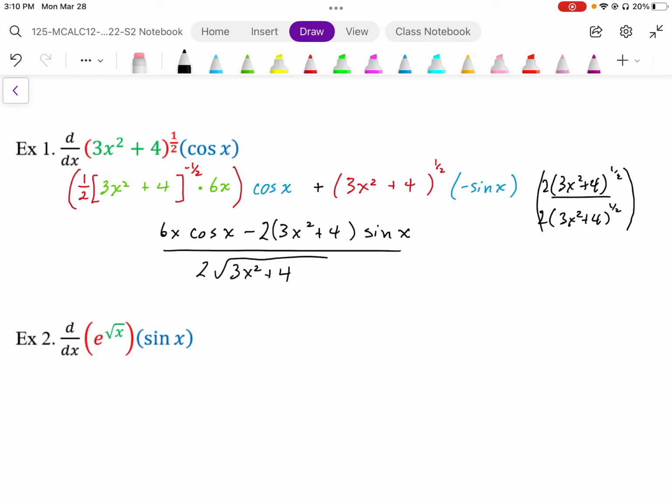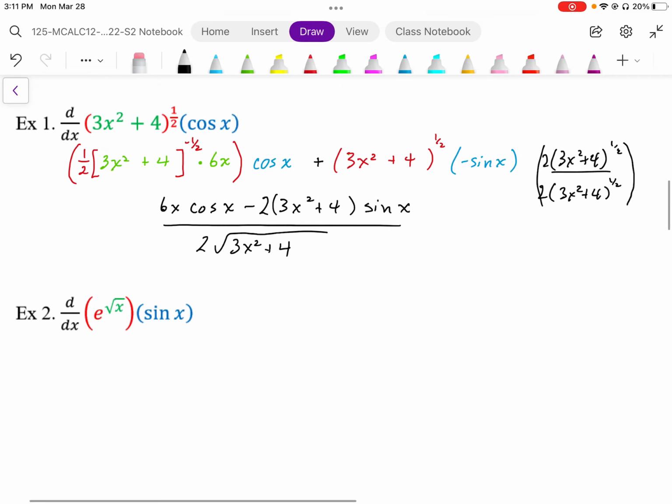Okay, so the colored part there is the derivative. The black part just represents a simplification. It looks like there are no common factors that I can simplify out. Maybe there's an extra 2 in there that I can cancel out, but I'm just going to leave it like that.